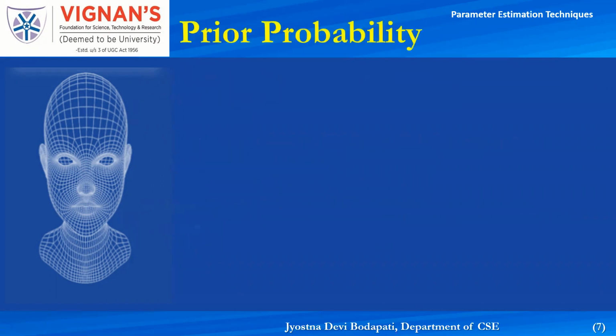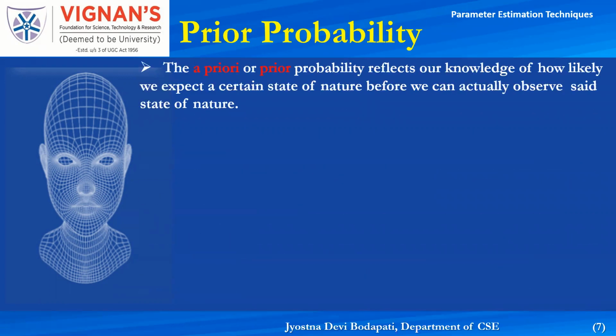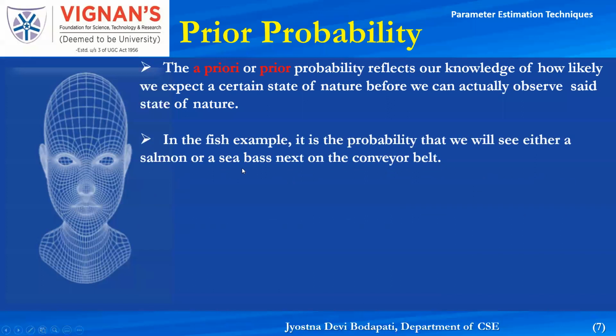Let's see. Before proceeding further, let's review the prior probability. I have discussed this, but again, the prior probability reflects our knowledge of how likely a certain state of the nature is. Maybe you can see the fish example. If you consider this fish example, what is the percentage of the fish that are salmon, or what is the percentage of the fish that are sea bass? In the gender classification problem, if you consider the prior probability, what is the percentage of the girl students?